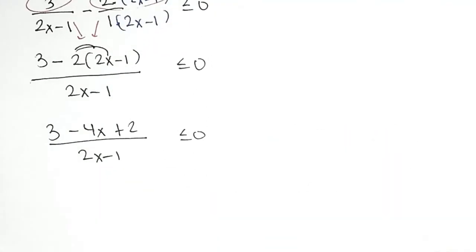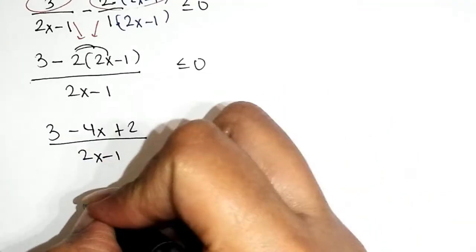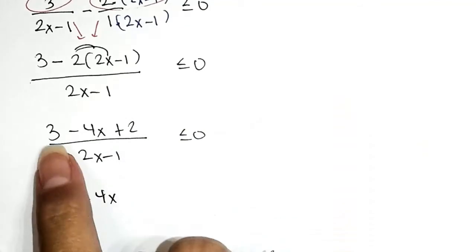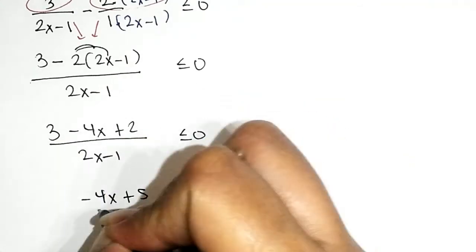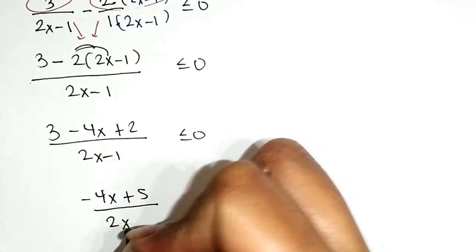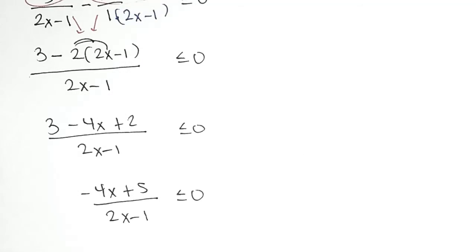When we continue to simplify the numerator, when we put down the x's first, that will leave us with negative 4x. When we combine the constants, the sum of 3 and 2 is 5, and that's all over 2x minus 1. Alright, so step number 1 complete. Step number 1, how do we solve a rational inequality? Step number 1, fix it so there's a 0 on one side and we have a single fraction on the other. Step number 2, find all zeros.